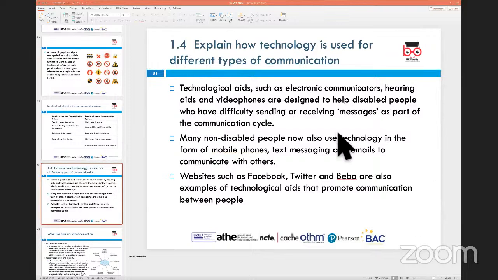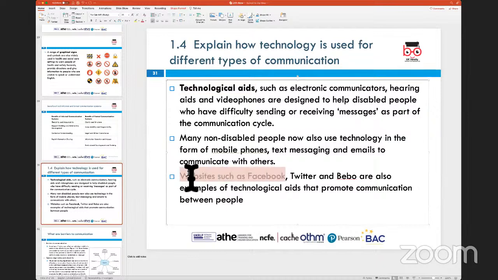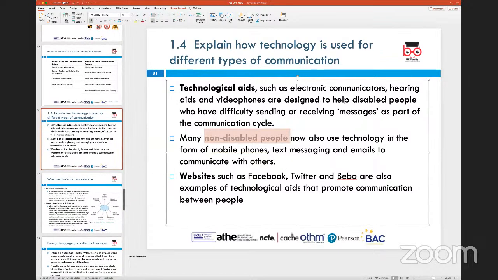Okay, now in 1.4, we are looking at how technology is used for different types of communication. So we've covered some of this. We use technological aids. We use websites, which are basically using technology. And in most cases, when we see people with disability, they are going to be using technology to be able to communicate with them. And they are primarily useful for people with sometimes disability. And in some cases today, technology is also being used to ensure that we are able to communicate more effectively in a prompt and a quicker way.